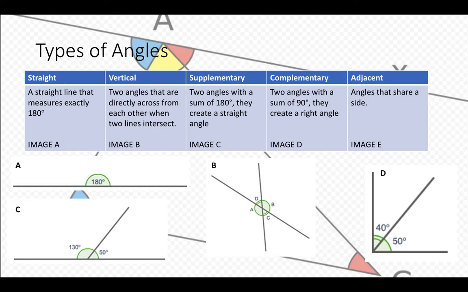And then adjacent angles. Adjacent angles are angles that share a side. So for instance, 130 and 50, they share this side right here. 40 and 50, they share this side right here. So 50 is adjacent to 130, and this 50 is adjacent to this 40.